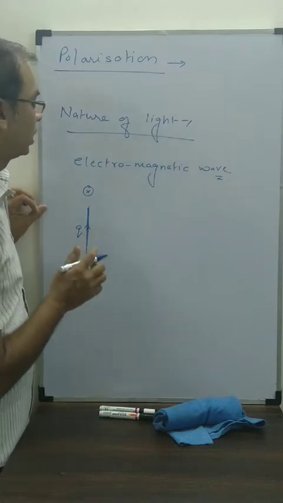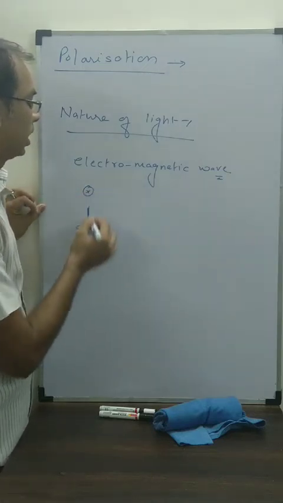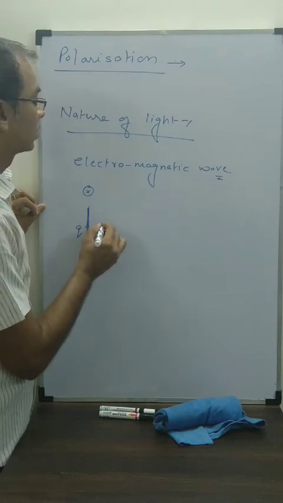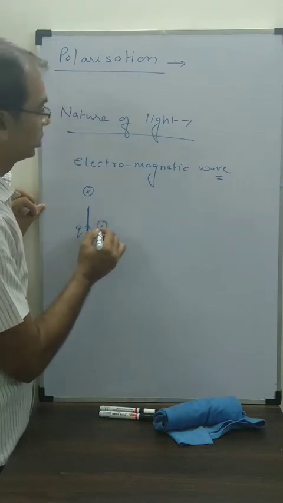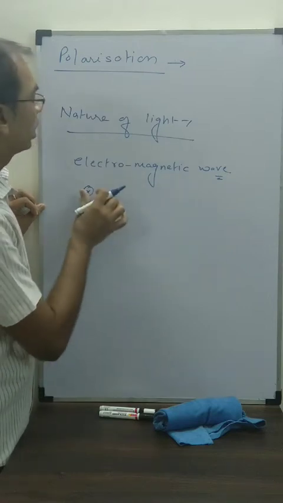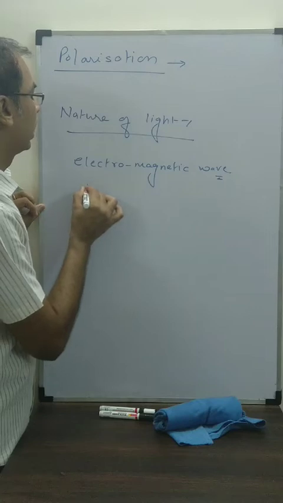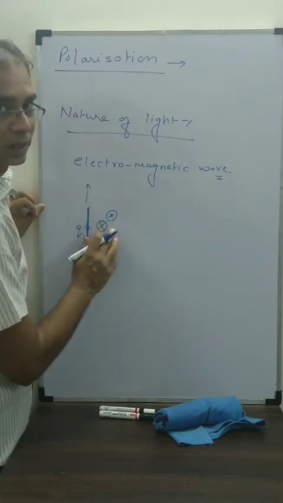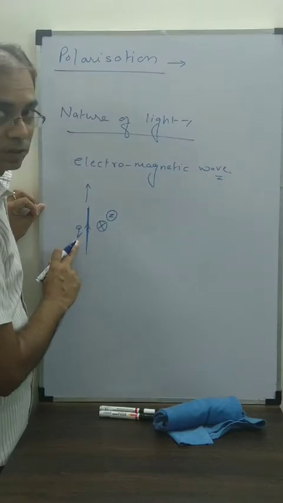The motion of the charge can be considered as current, and we have all studied that when current is moving in this direction, it will produce a magnetic field in this direction, into the board. So the electric field here is along the y-axis, and the magnetic field is being produced along the z-axis by a charge which is oscillating.